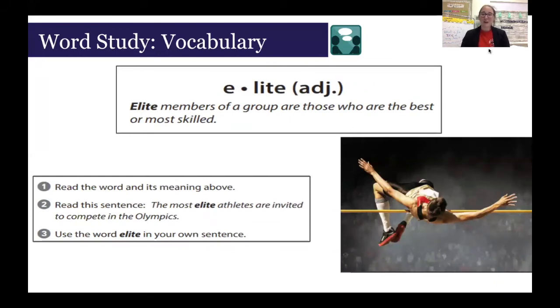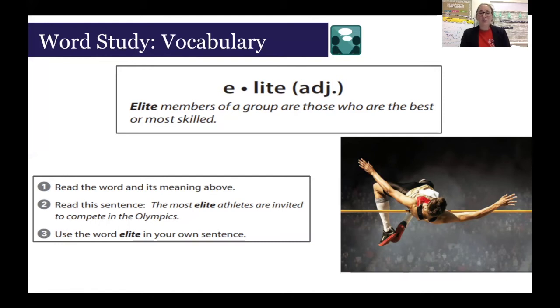Our next vocabulary word has just 2 syllables, so show me 2 fingers. And let's sound it out. Elite. Wonderful. An elite means adjective.